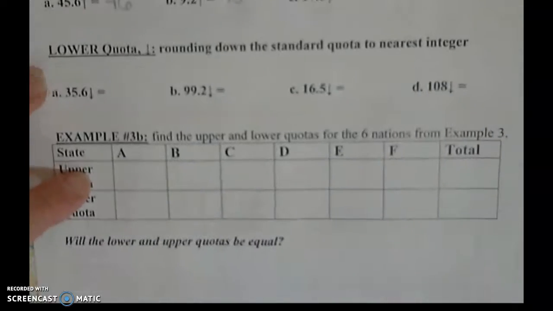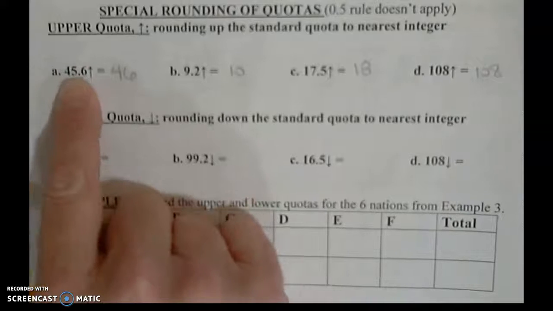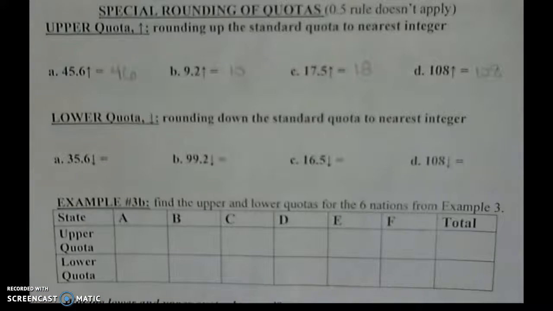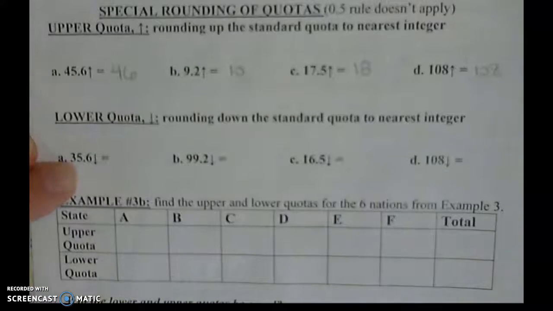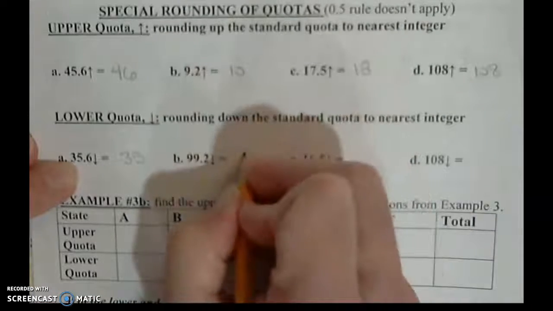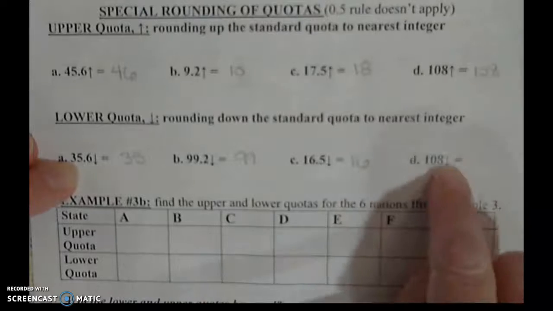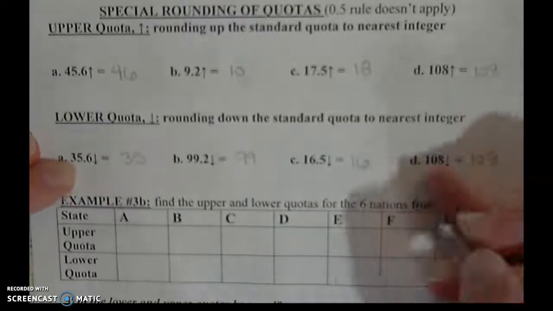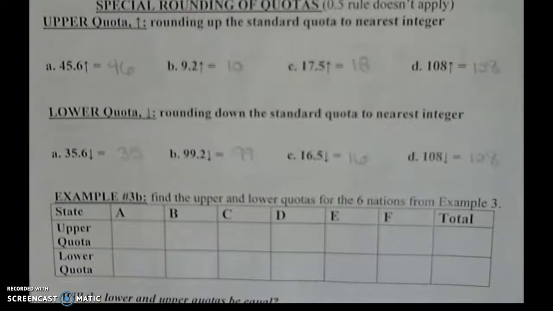So my logic would be the same. Upper quota, if it's anything bigger than that number, round up. Okay, so what do you think the lower quota is? If it's bigger than that number, you're still going to round down. So even though this is 35.6, which by traditional rounding rules we would round up, on this one we are actually going to keep it at 35. Round down, so this would stay at 99. Round down, this would stay at 16. And because it's right on the money, this is going to stay. All right. Questions there?